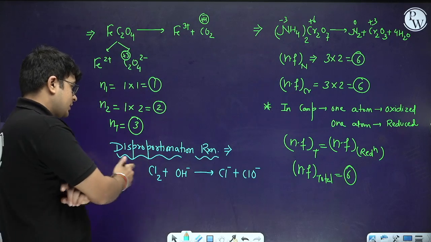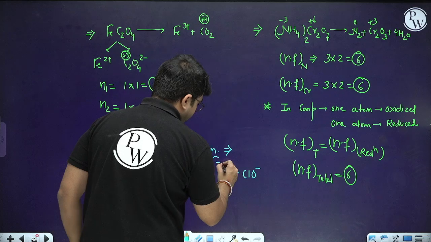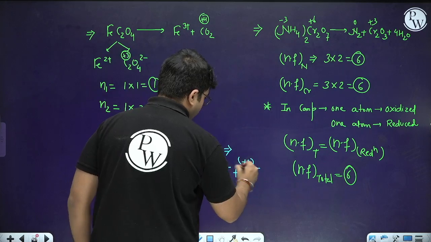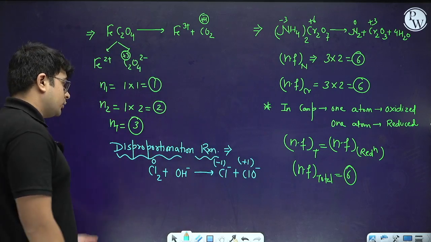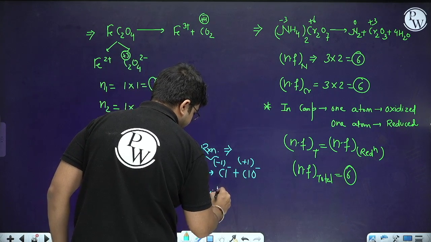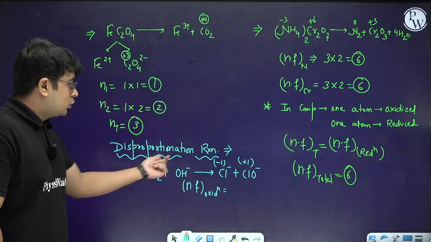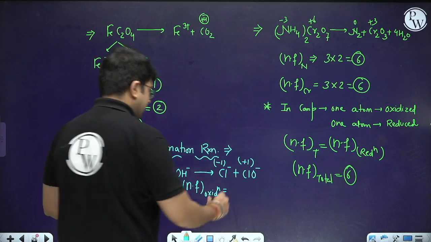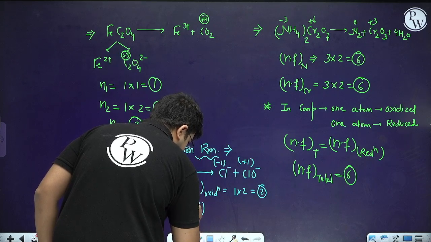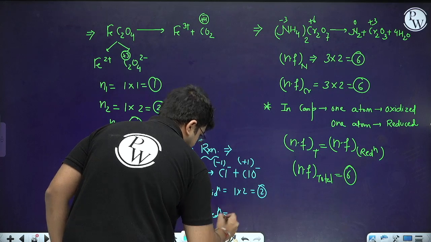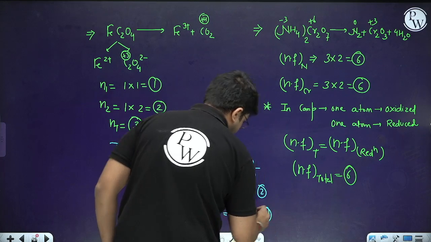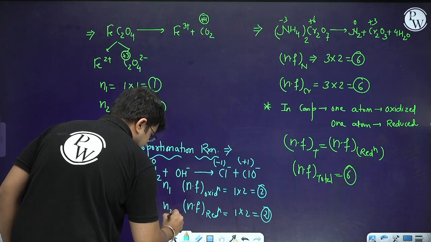Now in this case you can see that from 0 to -1 and from 0 to +1. So you can calculate the N factor for oxidation: 0 to +1, a change of 1, and 2 atoms are there, so 1 multiplied by 2 will be 2. You can calculate the N factor for reduction: 0 to -1, a change of 1 multiplied by 2, that will be 2 only. So let's say this is N1 and this is N2.